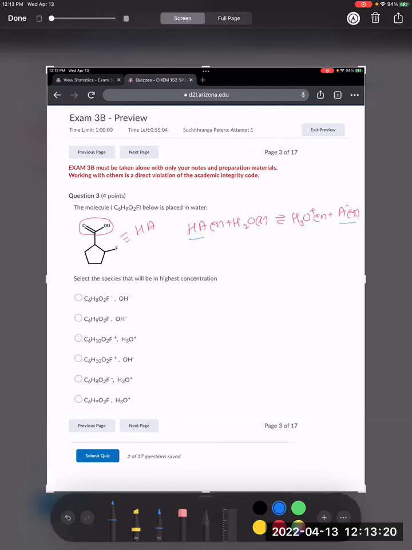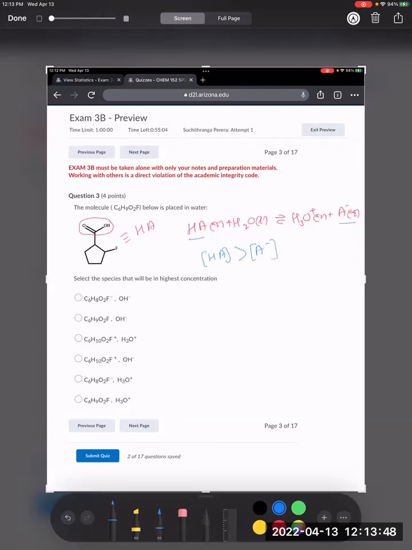Now, the caveat here is we know it's a weak acid. Weak acid means it's going to be a partial dissociation, okay? And then the K value for this will be less than 1. If the K is less than 1, that means you have a greater denominator. That means you have more of the reactants than of the products, okay? So between HA and A-, the HA concentration will be greater than the A- concentration, okay?